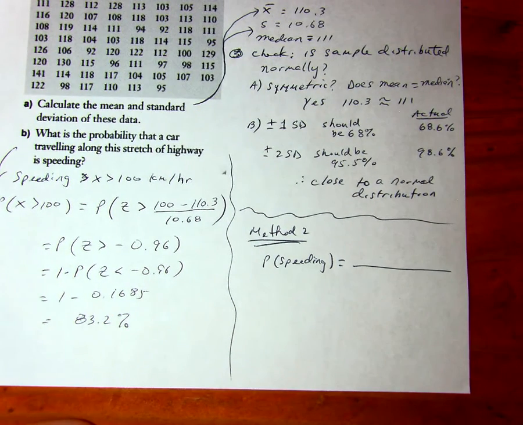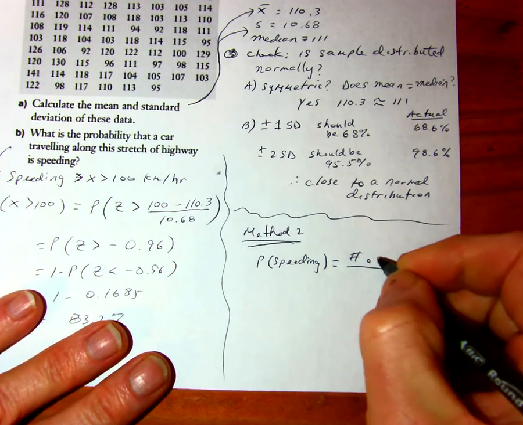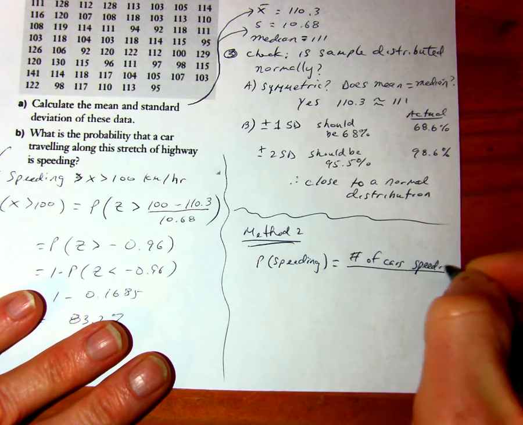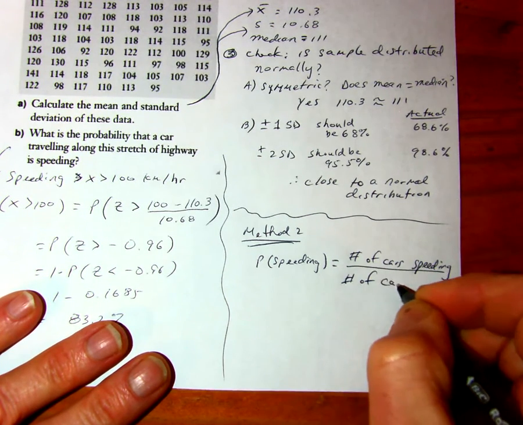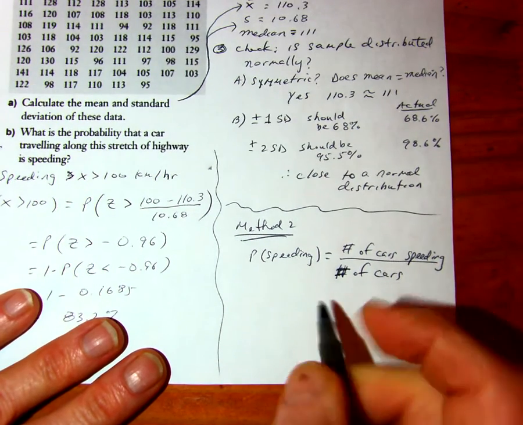When we did counting, it's the number of ways you can speed over the total ways. The number of ways you can speed is the number of cars speeding over the total number of cars. Isn't that what we learned in probability? So let's just do that.